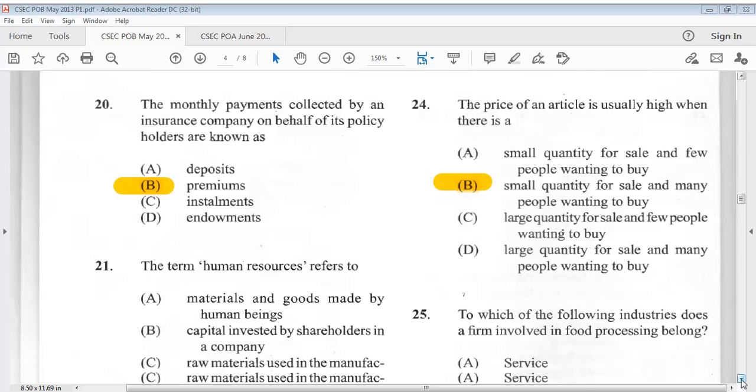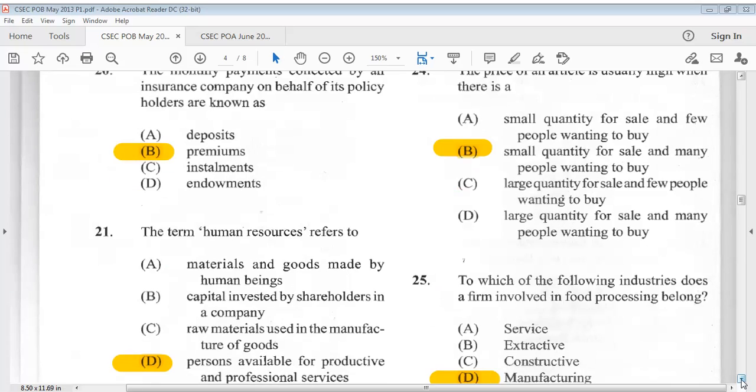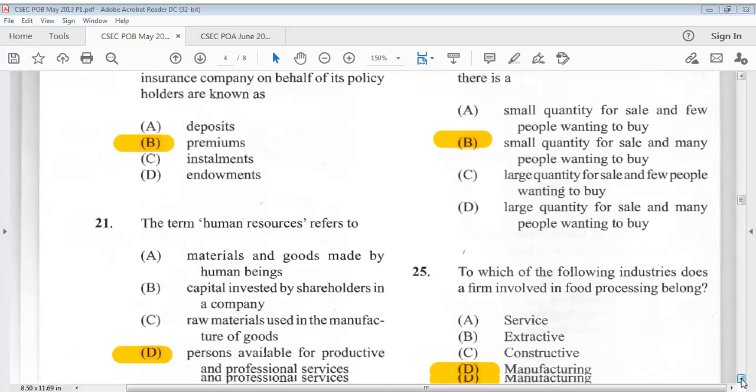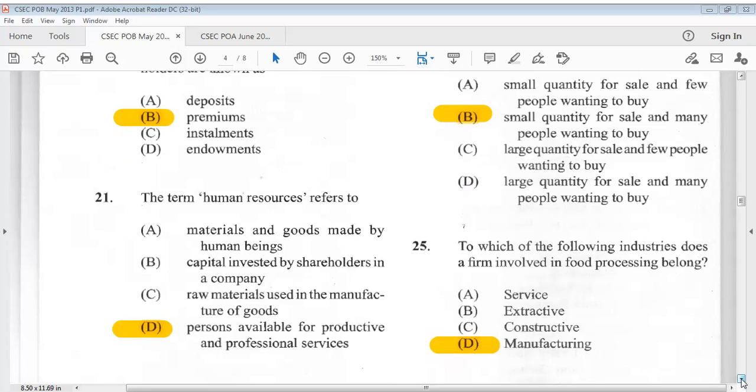21 says the term human resources refers to, is it A, materials and goods made by human beings, B, capital invested by shareholders in a company, C, raw materials used in the manufacture of goods, or D, persons available for productive and professional services? It is D, persons available for productive and professional services.